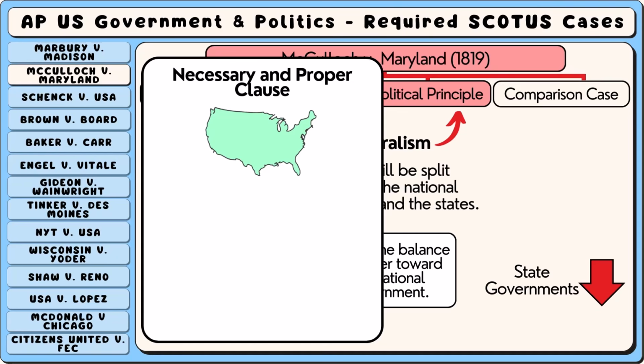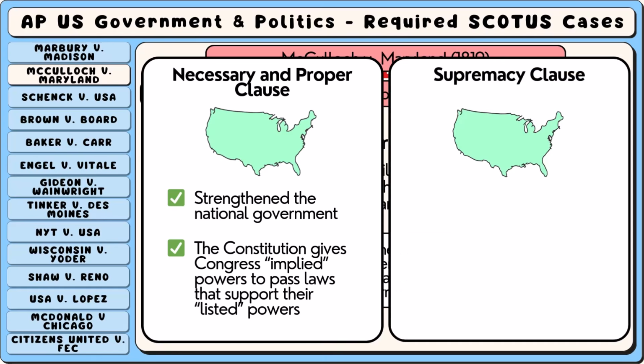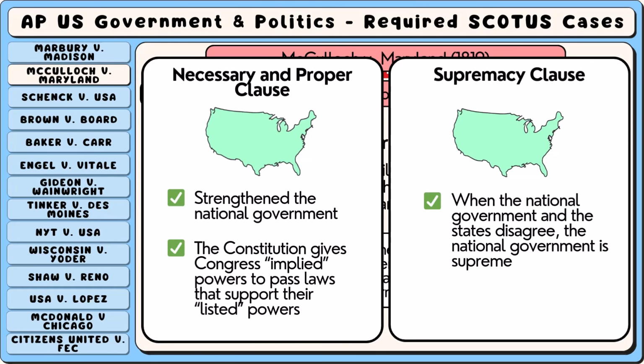In this case's holding about the use of the Necessary and Proper Clause, this case strengthened the national government by showing that the Constitution gives Congress not only the powers explicitly written down in the Constitution, but also allows Congress implied powers, which are powers that Congress wields that help it carry out its duties. In this case's holding about the Supremacy Clause, the court also confirmed that when the national government and the states disagree, the national government is supreme. Both ideas shaped how the country understands the relationship between state and national power.